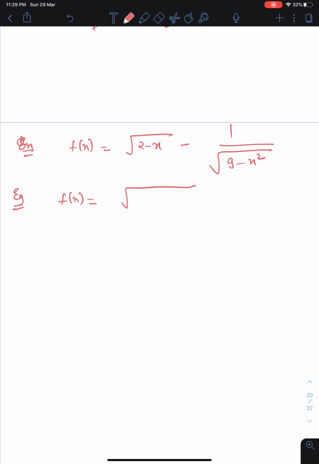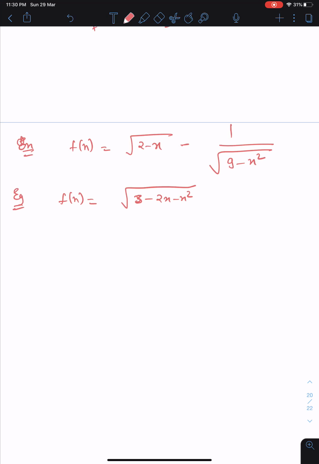Okay, let's take one more example. f(x) is equal to under root 2 minus x, minus 1 upon under root 9 minus x square. I want you to solve this question. One more example is f(x) is equal to under root 3 minus 2x minus x square. You just try these two questions. If you are able to do it, then it will be good. If you are not able to do it, then I'll help you.